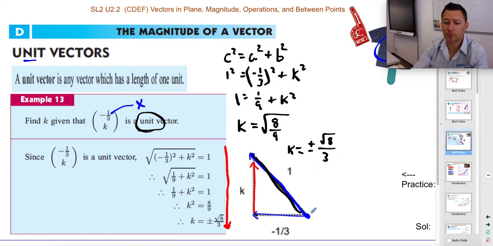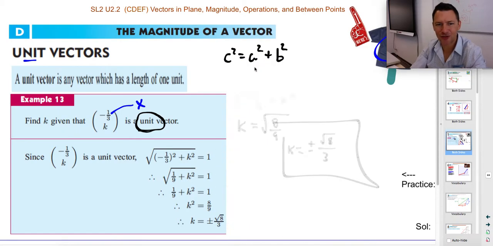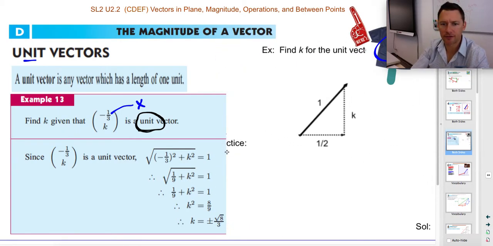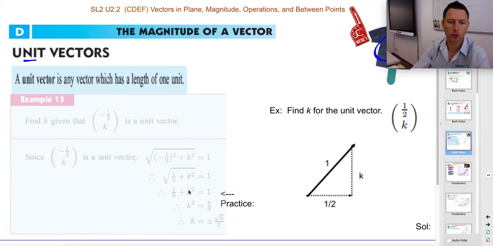It's plus or minus because it's just a length, right? It could be going the opposite way, and we wouldn't know. So great, there's the value of k, given that k is a unit vector. I'd like you to pause me, which I'm sure you're happy to do, and try this on your own with this one. Find k for the vector, given that this is a unit vector. Try that and pop me back on when you got it.